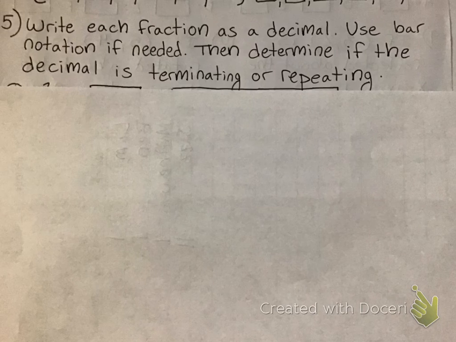Next problem. Write each fraction as a decimal. How do we go from fraction to decimal again? Who can tell me? Daniel? Long divide, and use bar notation if needed. What does bar notation mean, Michelle? It's when it's a repeating decimal and you put the little bar. Exactly, it's when it's a repeating decimal.